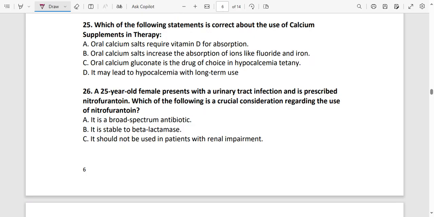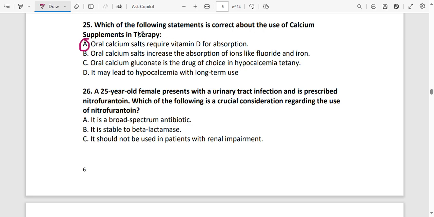Which of the following statements is correct about the use of calcium supplements in therapy? A, oral calcium salts require vitamin D for absorption. B, oral calcium salts increase the absorption of iron, like fluorides and iron. C, oral calcium gluconate is a drug of choice in hypocalcemic tetany. D, it may lead to hypocalcemia with long term use. Anyone to help with this one? A. Thank you so much. Would you want to explain your answer, Doc? Okay. Thank you so much.